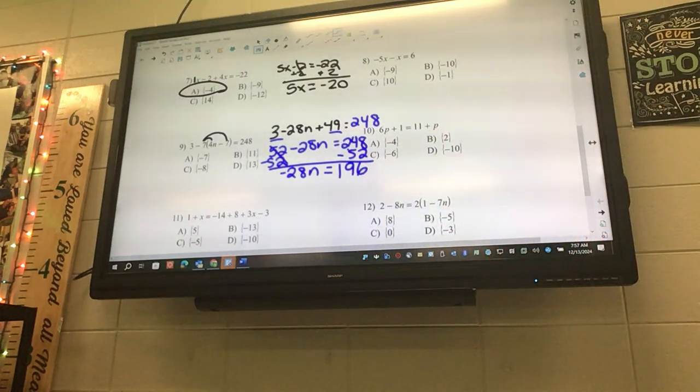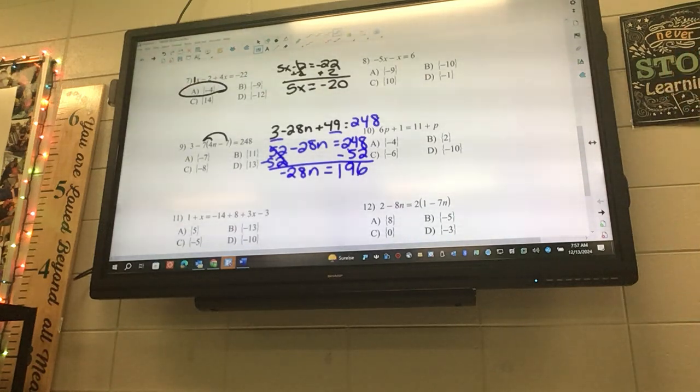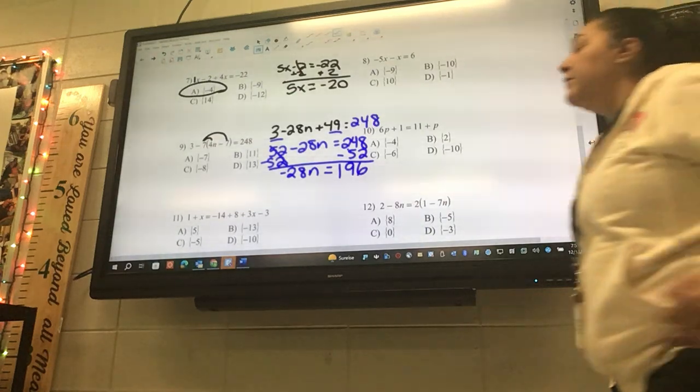Okay, and then what would need done? Divide by negative 28 on both sides. So what is 196 divided by negative 28? Negative 7?